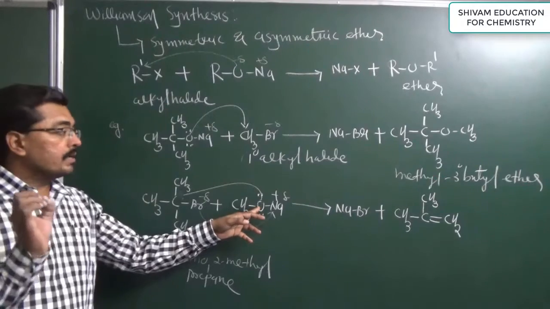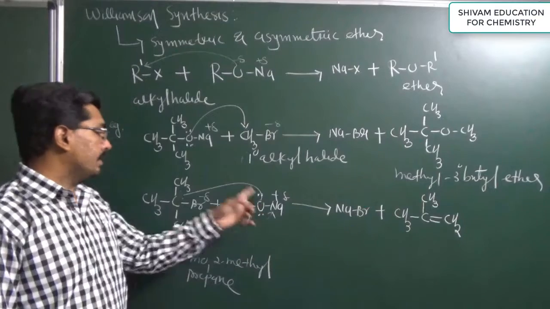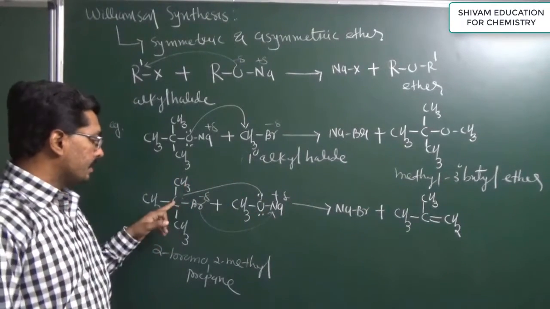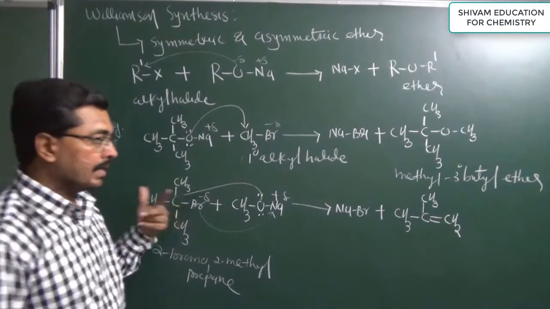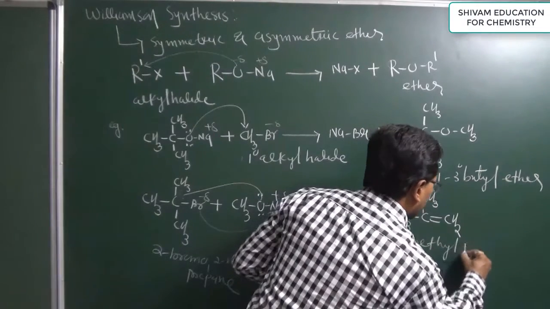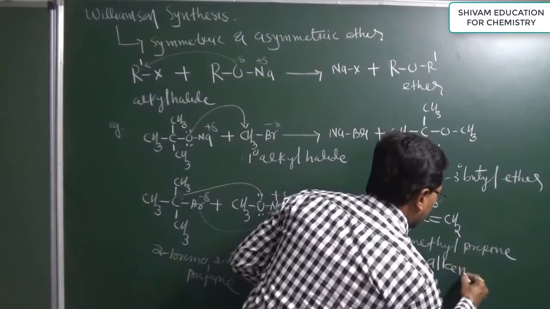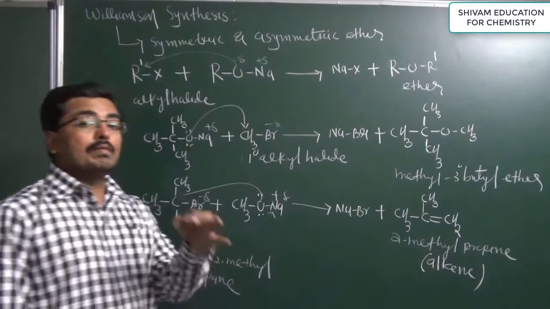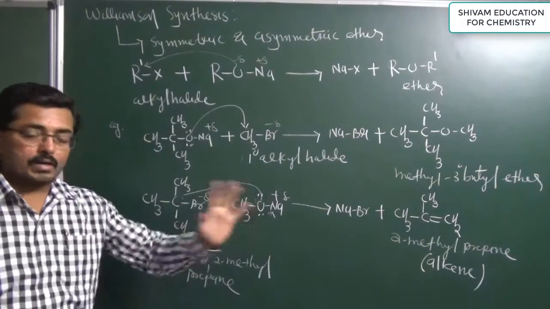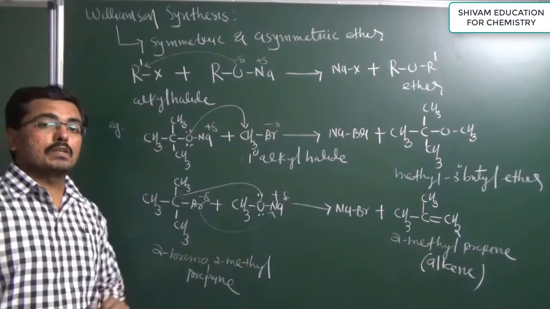Sodium methoxide acts as a base, and this oxygen takes a hydrogen from any carbon and it is removed in the form of CH2, and as a result a carbon-carbon double bond forms. We get this structure, 2-methylpropene. It means whenever we take a tertiary halide, we get an alkene product. So instead of a substitution reaction, an elimination reaction occurs.